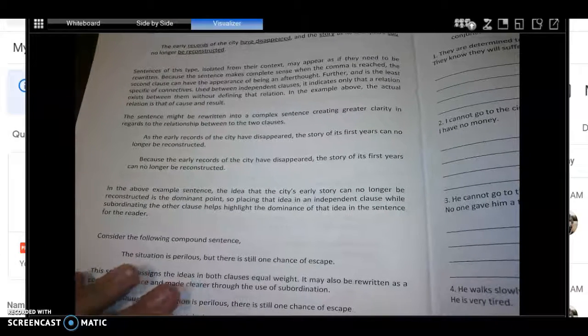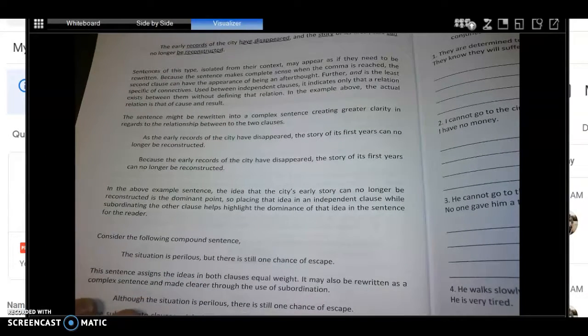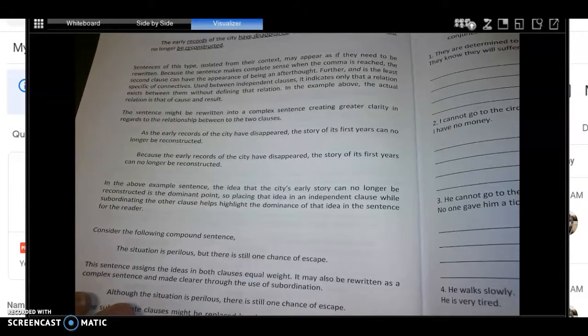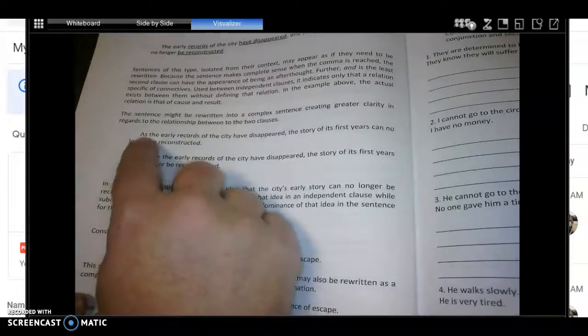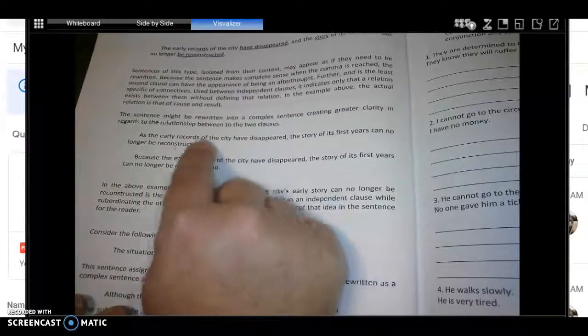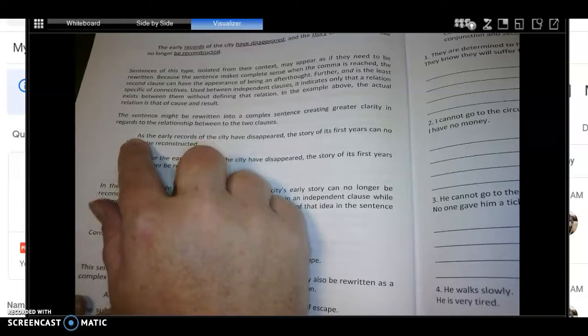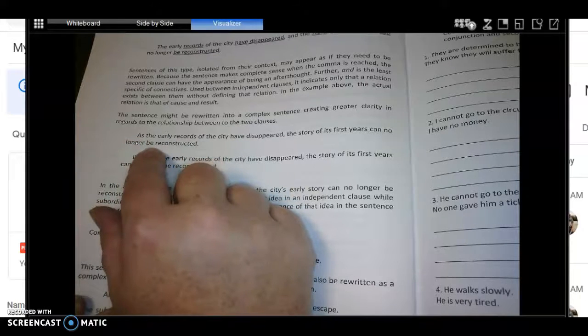Okay. You could change this compound sentence to make it sound a little bit better into a complex sentence, which might be better. Sometimes we just have to look at the sentence and see which one works better for the idea that I'm trying to convey, okay? And so we have here, as the early records of the city have disappeared, the story of its first years can no longer be reconstructed. That is a complex sentence because I have here the subordinate clause, okay? So I really haven't changed a whole lot other than to take out the conjunction and put a dependent clause here. The subjects and verbs are still the same, but I've made this a complex sentence because it sounds better. I've made one idea less important.